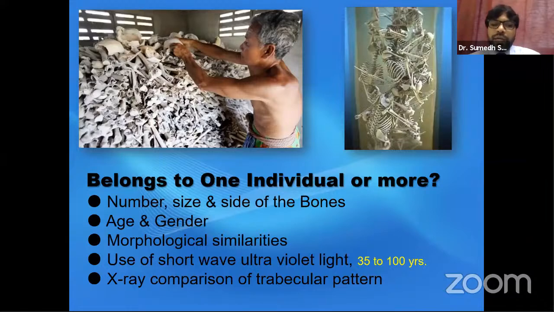Then you can go for X-ray comparison of trabeculae and the calcium content of the bone. That will give the appearance whether it is of the same individual or more than one individual. Then ultimately, as we have seen first, the DNA fingerprinting. So you can utilize these two bones to identify whether they are of the same species or of different species. Besides this, you'll have to go for one more crude test.